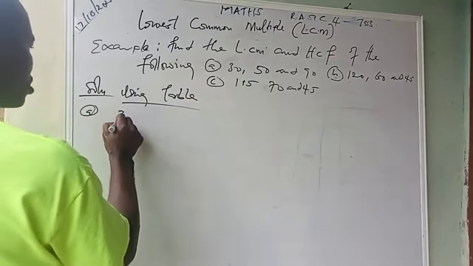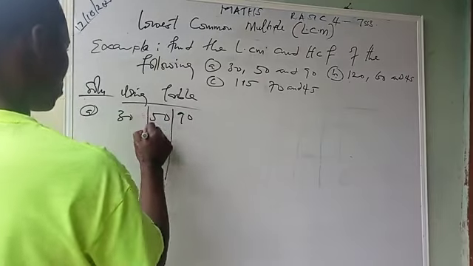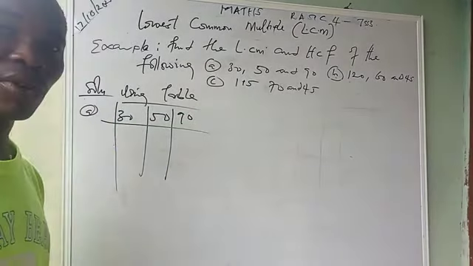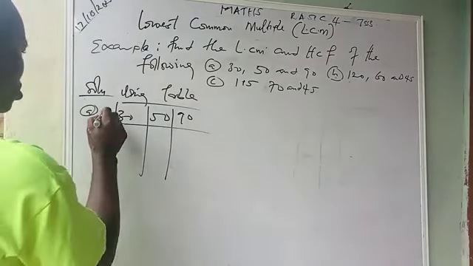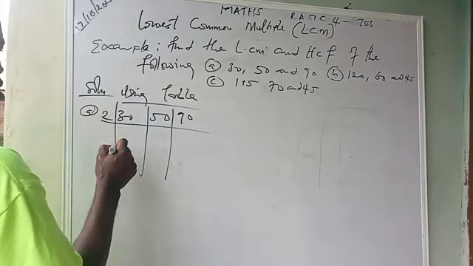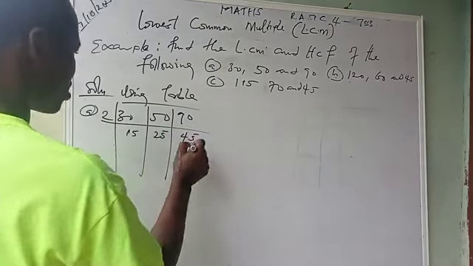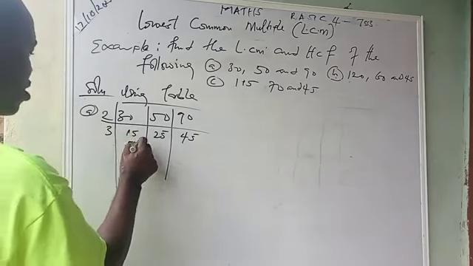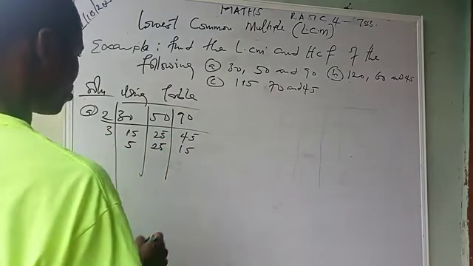A, 30, 50, 90. Don't forget, when you are dividing, like I said the other time, make use of your prime numbers. So 2 can divide them, yes: 15, 25, 45. Can 2 divide again? No. So what can divide them? We have 3. 3 can divide this one. You repeat it. This gives you 15 also.